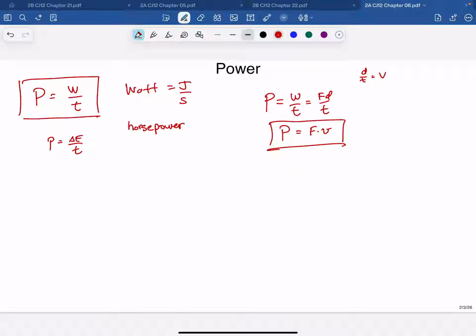He kind of standardized around this idea of how much work, how much power a horse can do. The horsepower is defined as 550 foot-pounds per second. This is equivalent to 746 watts. So there's your conversion factor between horsepower and watts. But a horsepower is 550 foot-pounds per second.